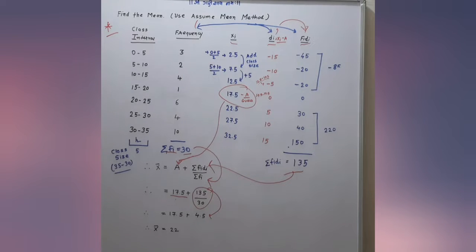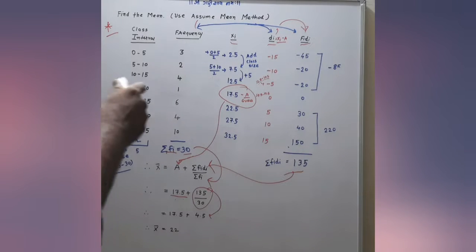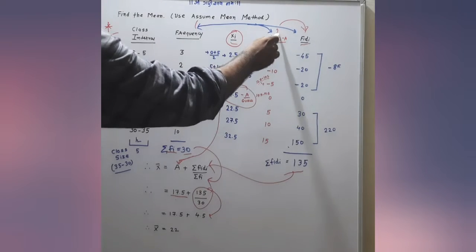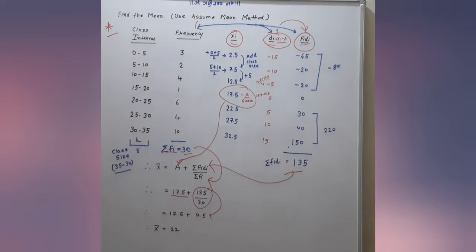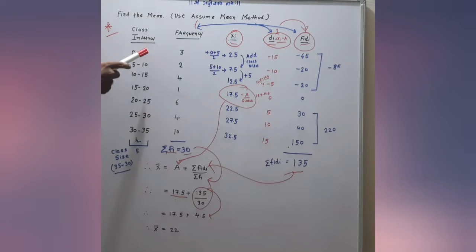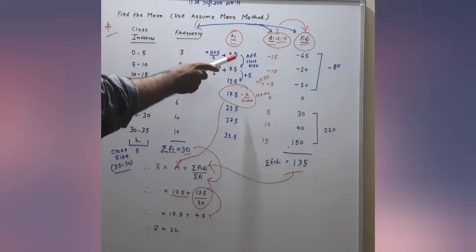First we need to find xi, then di, then fi di. These three things we need to find. For xi, we know that xi is the lower class limit plus the upper class limit divided by 2. So we get xi.